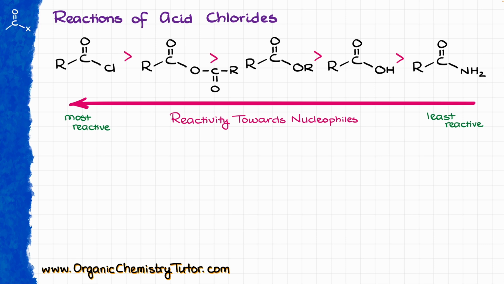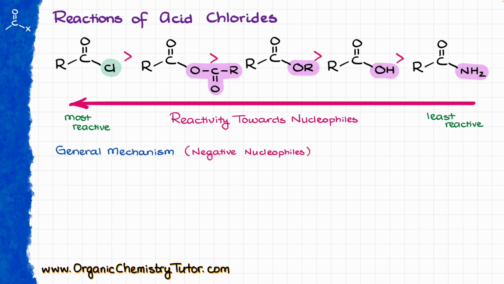So you can think about all reactions of acid chlorides as some sort of an acyl substitution reaction, where we are going to start by reacting with a nucleophile and replacing this chlorine with whatever other group we want to put there instead. And the general mechanism for this reaction is going to be pretty much the same regardless of which nucleophile you're going to be looking at.